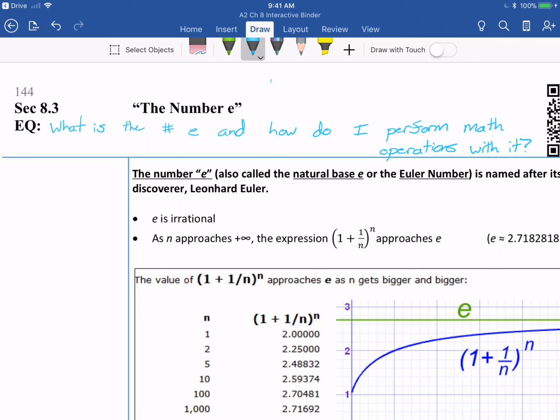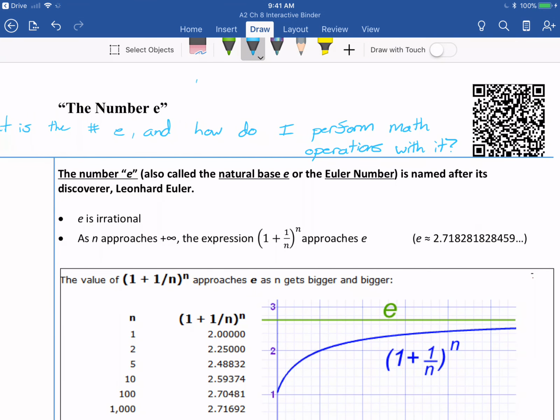Thank you for listening to this video of Mr. Laxton talking through what is the number e. So that's my essential question: what is the number e, and how do I perform math operations with it? I'm not going to take a whole lot of time to go through and prove why we have this number e.